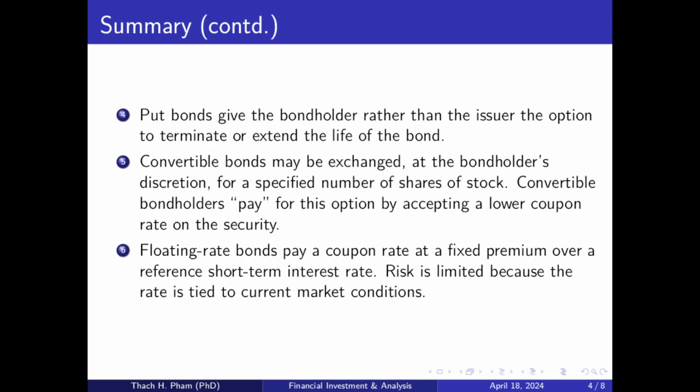Next, put bonds give the bondholder rather than the issuer the option to terminate or extend the life of the bond. Convertible bonds may be exchanged at the bondholder's discretion for a specified number of shares of stock. Convertible bondholders pay for this option by accepting a low coupon rate on the security.